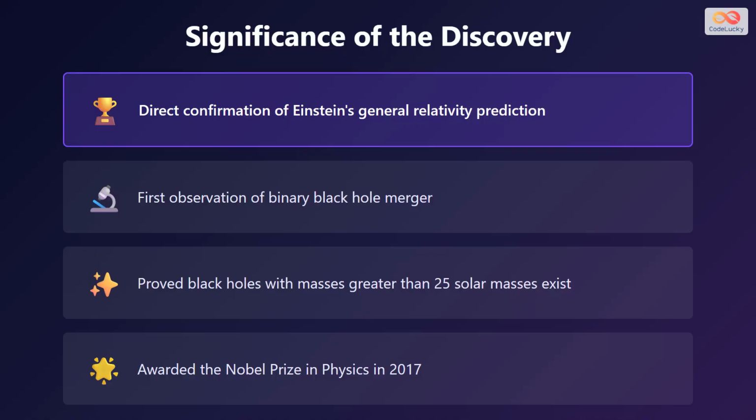The first detection of gravitational waves had profound significance for physics and astronomy. Most importantly, it provided direct confirmation of Einstein's general relativity prediction made a century earlier. It also marked the first observation of a binary black hole merger, proving that such systems exist in the universe. Before this discovery, scientists had never directly observed black holes with masses greater than 25 times that of our Sun, but this detection proved they not only exist, but can merge together.